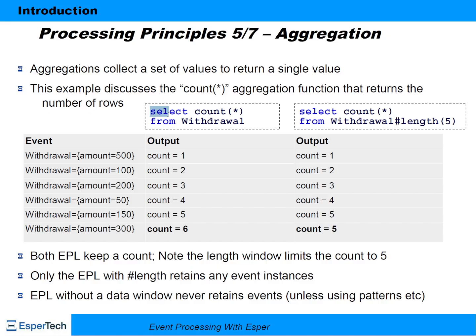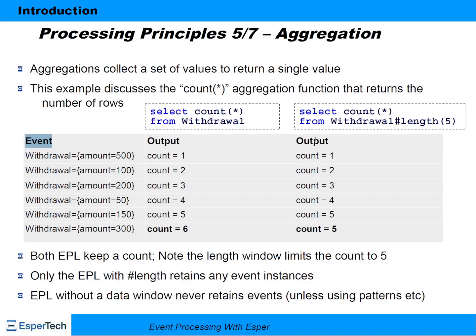The first EPL is simply select count(*) from withdrawal. It does not define a data window. The second EPL is select count(*) from withdrawal#length(5). It defines a length window of 5 events. In the table, under the event column, there are the withdrawal events. Under the output column is the respective output of each EPL.